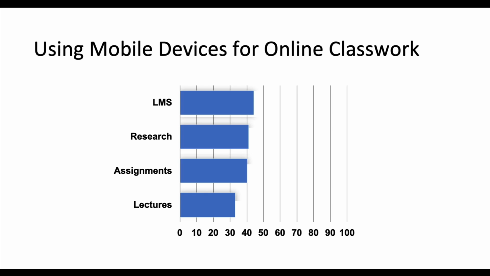A 2018 report from Learning House found that 44% of online university students use their mobile devices to interact with the university's learning management system, 41% use mobile devices for research, 40% complete assignments on a mobile device, and 1/3 use a phone or tablet to access video lectures.